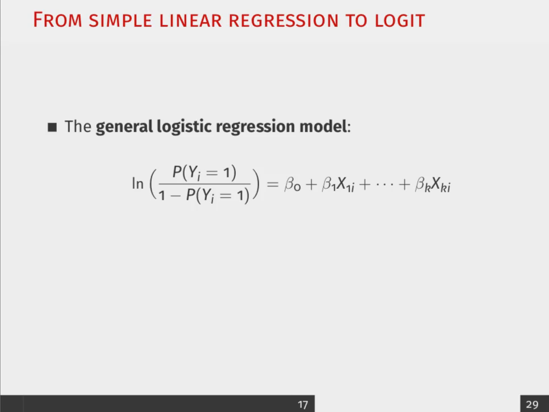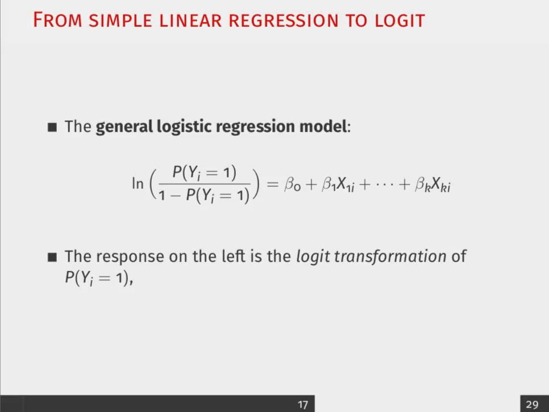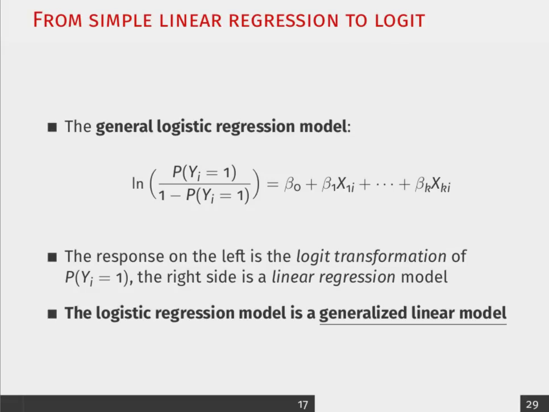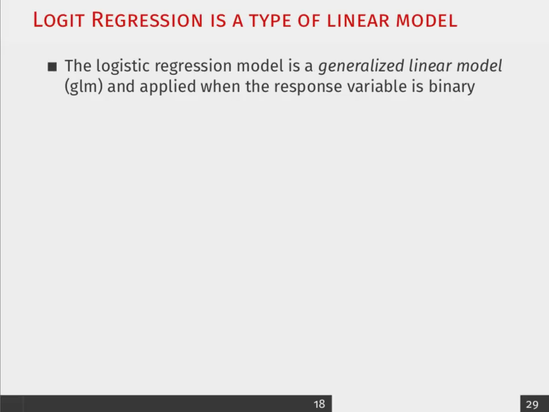y. So in other words, we can look at the left side of this equation as essentially just the log transformation of the probability that y is going to equal 1. And on the right side, that's just the linear regression model. So essentially, the logistic regression model is just a generalized linear model, or a GLM. And that's an important acronym to remember because that's actually going to be the name of the function you'll call in R to conduct a logistic regression.